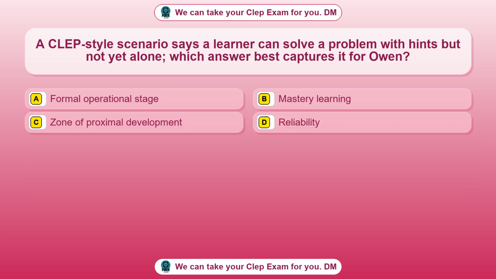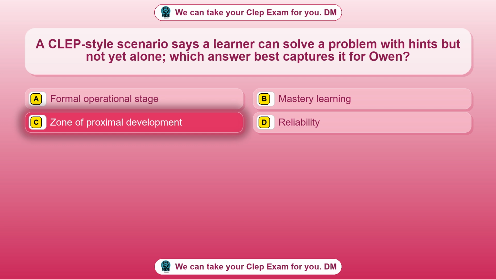Question 13. A CLEP-style scenario says a learner can solve a problem with hints but not yet alone. Which answer best captures it for Owen? Option A, formal operational stage. Option B, mastery learning. Option C, zone of proximal development. Option D, reliability. The correct answer is option C.